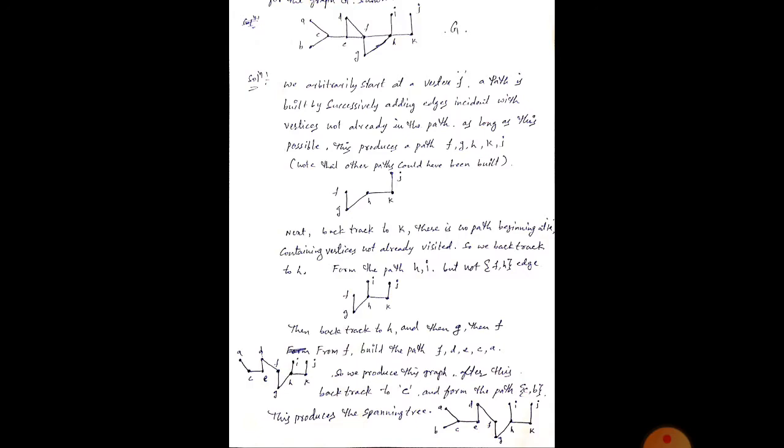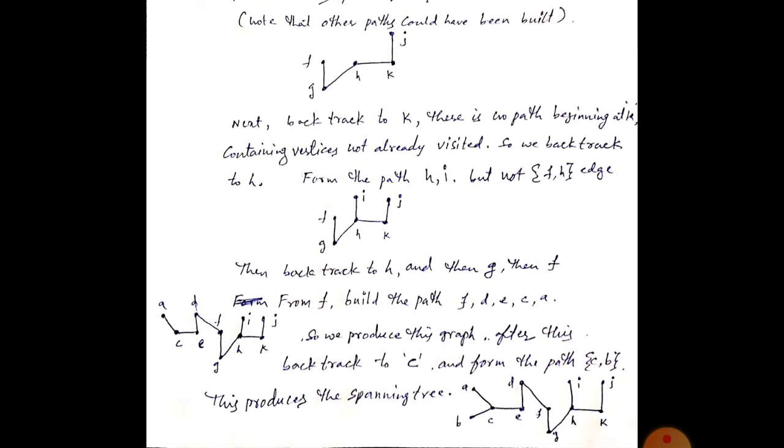Now again we will go back to E. At E we have the E to F edge. If you include the E to F edge, what happens? It produces a circuit. So that's why the EF edge is not included. Then we go back to D. There is no path at D. Now we come back to F, and like that we go back to where we started.